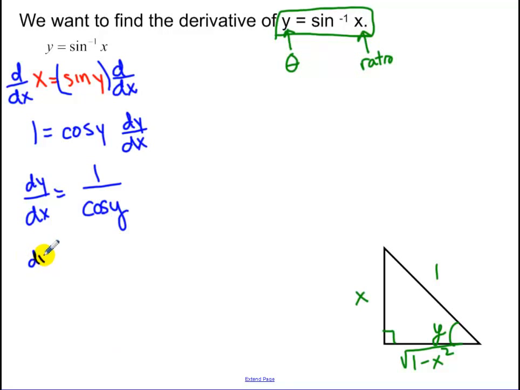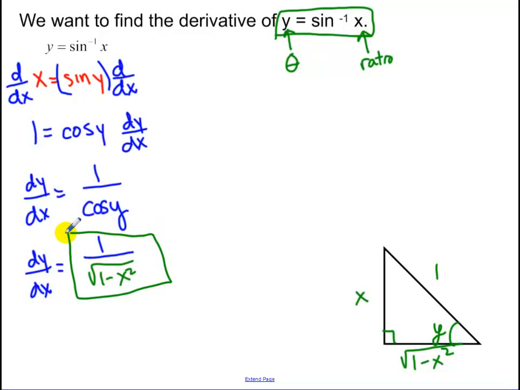So now dy dx: what's the cosine of angle y? The cosine of angle y is adjacent over hypotenuse, or the square root of 1 minus x squared. So the derivative of inverse sine is 1 over the square root of 1 minus x squared.